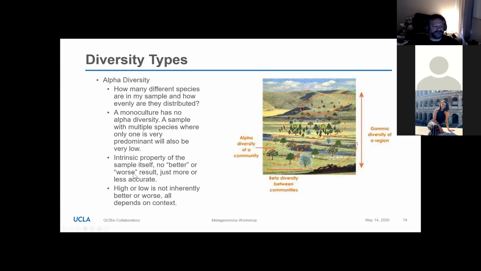Alpha diversity is an intrinsic property of the sample. And I say this because I've seen a lot of people, especially recently, trying to use alpha diversity as a surrogate for how good their microbial prep was, or how good their bioinformatics pipeline was.